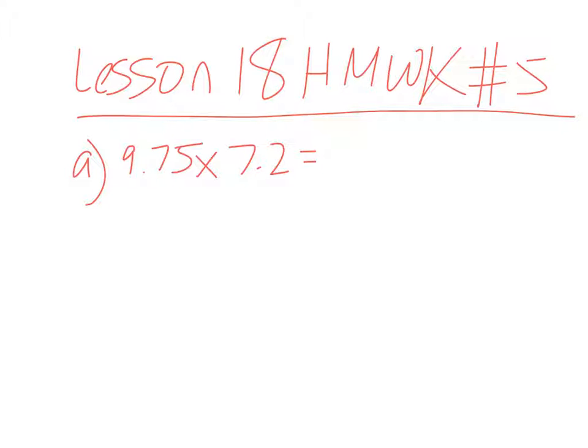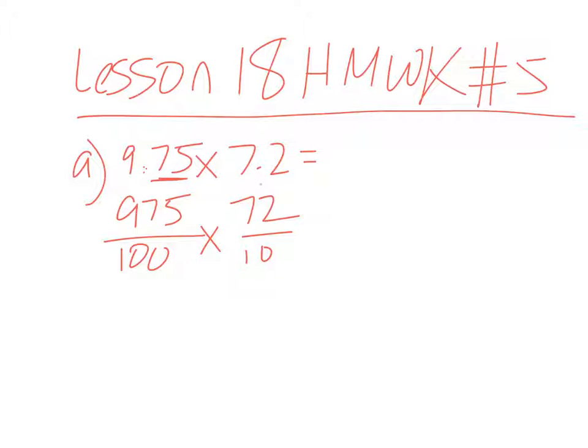Today in class, what we did is we took these decimals and turned them into fractions. So 9.75 is 975 hundredths times 7.2, which is 72 tenths. This is in hundredths because there's two numbers after the decimal point. This is in tenths because there's one number after the decimal point. If we do top times top and bottom times bottom, well, the bottom times bottom, 100 times 10 is 1,000.